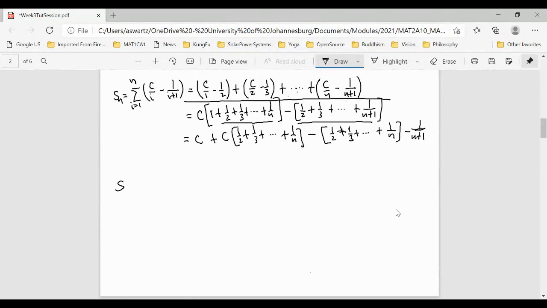Okay, so Sn is the sum from i equals 1 to n of c divided by i.